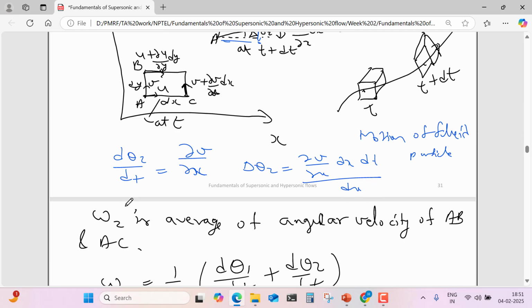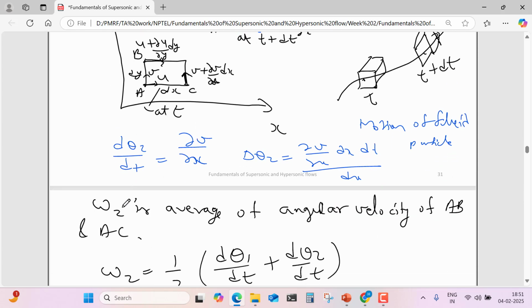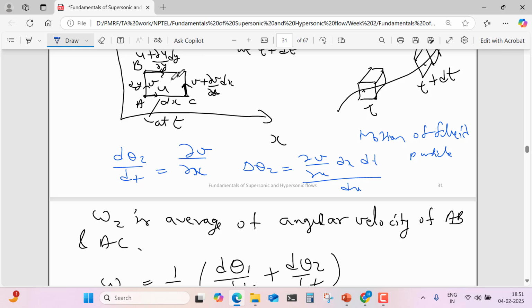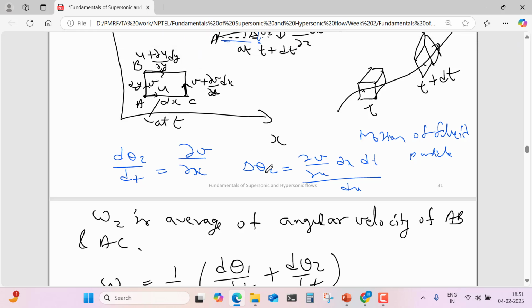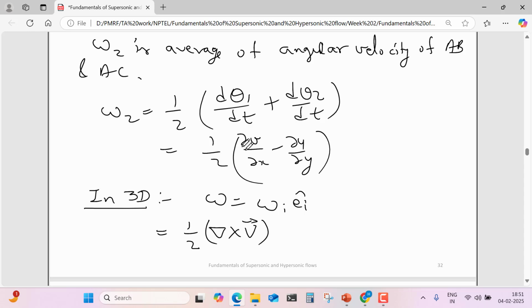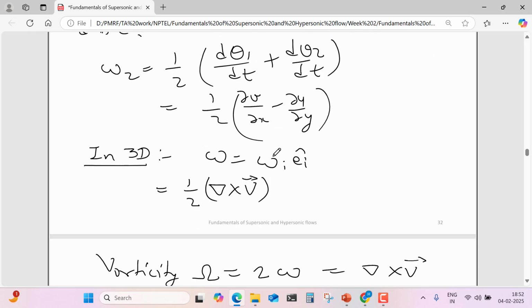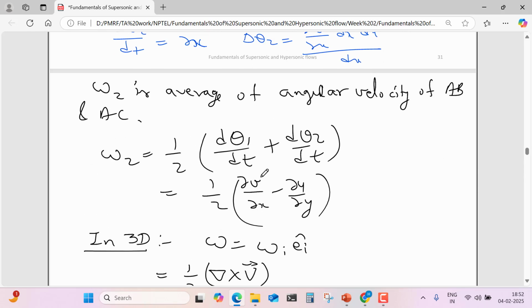If you want to define the angular velocity of this particle, then it will be the average of the angular velocity of AB and AC. Angular velocity of AC is d theta 2 by dt, and angular velocity of AB is d theta 1 by dt. So its average will be 1 by 2 times (dou v by dou x minus dou u by dou y). Here this minus is taken because this angle is negative. This is omega z for 2D.